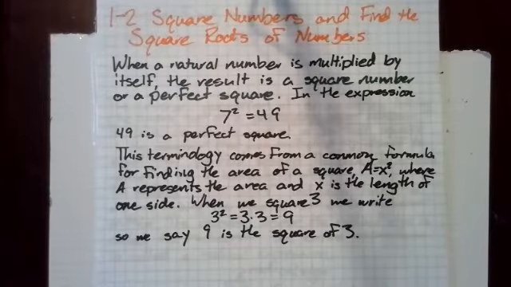This terminology comes from a common formula for finding the area of a square, A equals x squared, where A represents the area and x is the length of one side. When we square 3, we write 3 squared equals 3 times 3 equals 9. So we say 9 is the square of 3. I will note as an aside that we do not actually have to write out the 3 times 3 part of this expression.